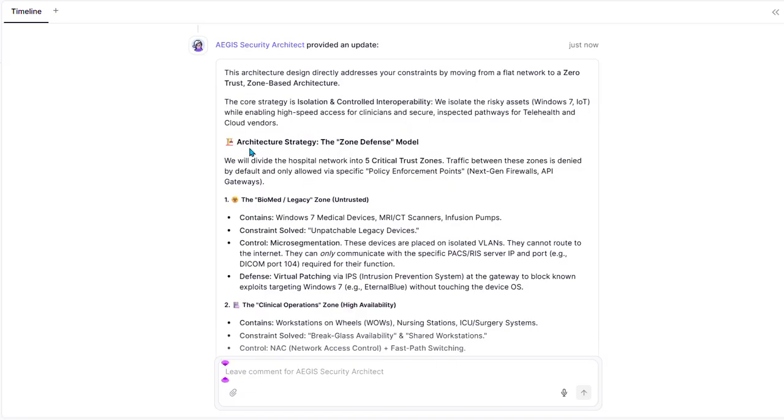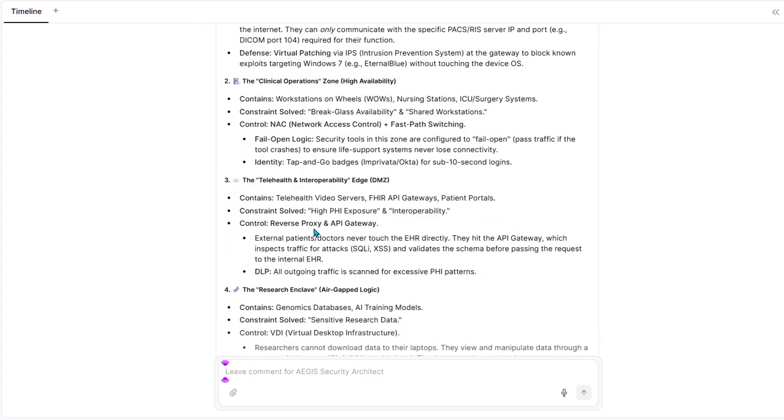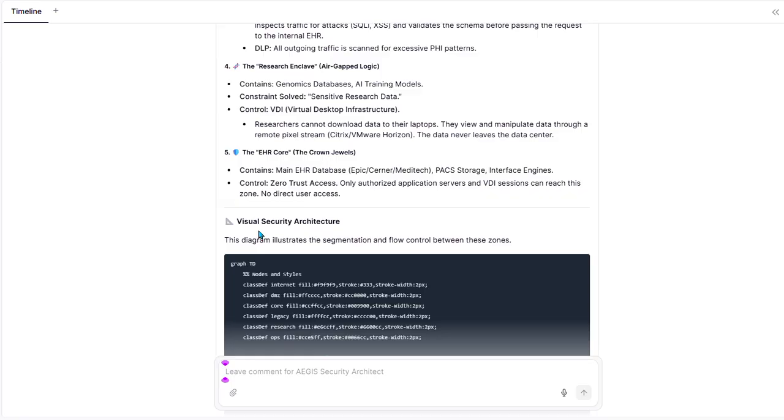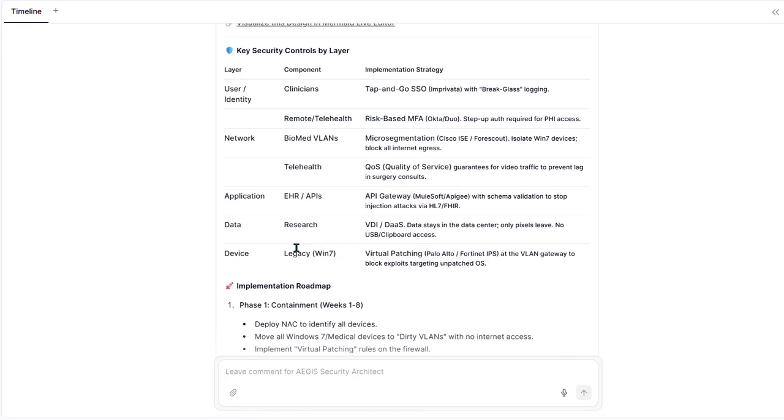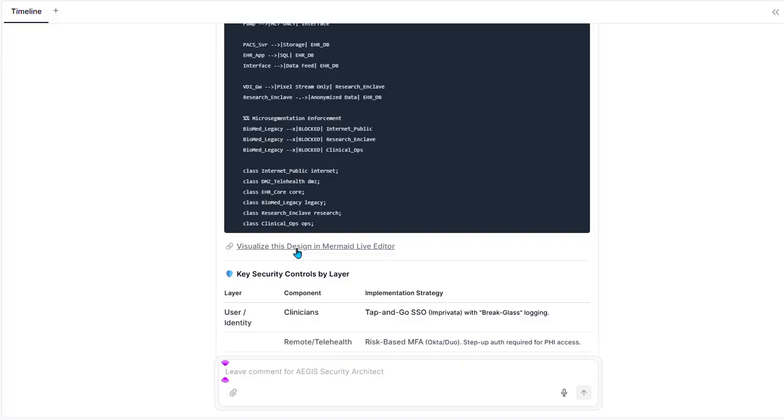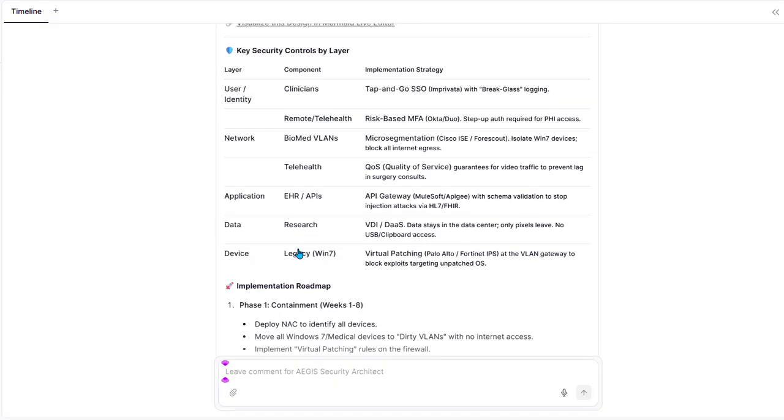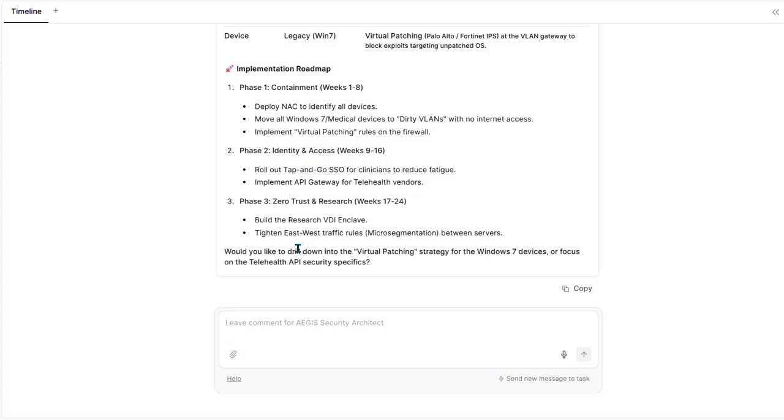The first one is the architectural strategy, the zone defense model, which is broken down into the biomed legacy zone, the clinical operations zone, the telehealth and interoperability edge, the research enclave air gap logic, and the visual. This is a kind of visual infrastructure that shows how they can solve the problem. There's a link, but we're not yet there. We are going to come back there because we want to answer all the questions.